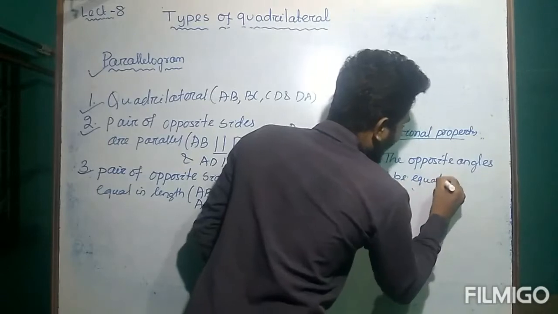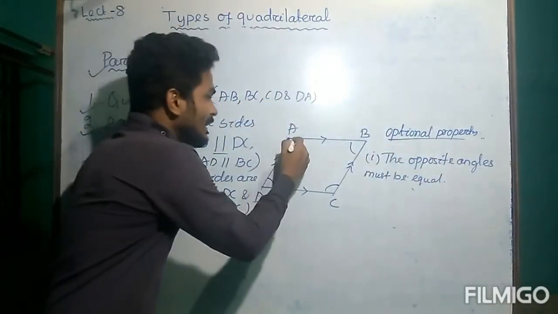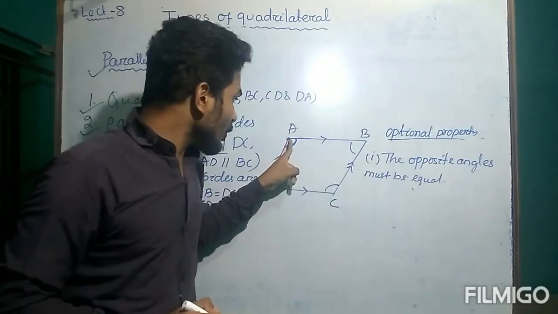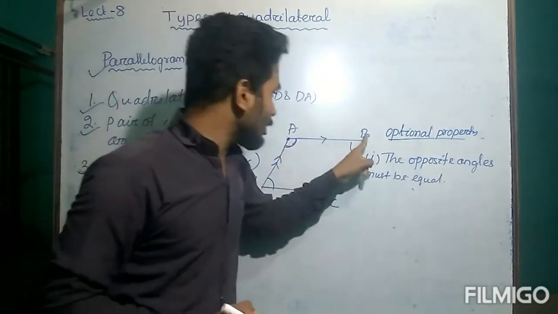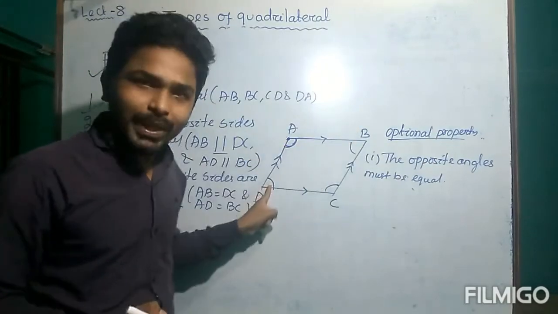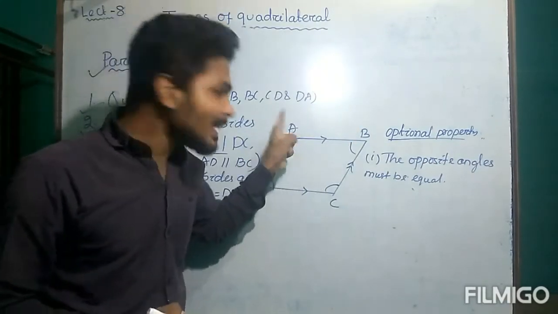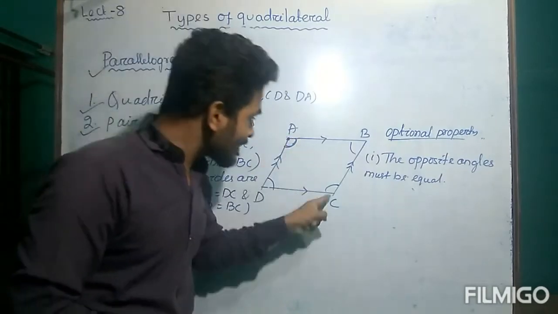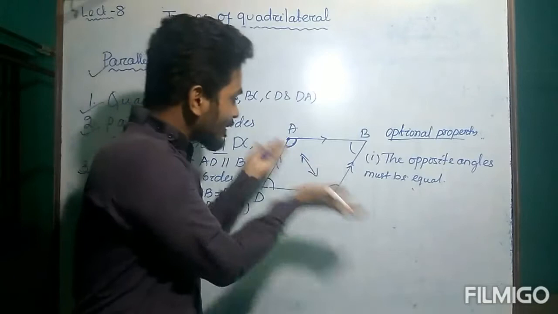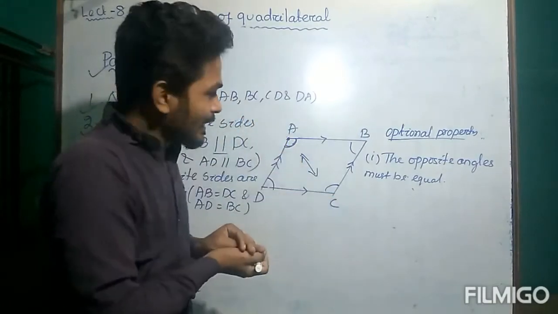Now, what are the opposite angles? See, this is angle A, and I have told you that the consecutive angles of angle A are angle B and angle D, but the non-consecutive angle is C. So A and C are known as opposite angles because they are facing opposite sides.